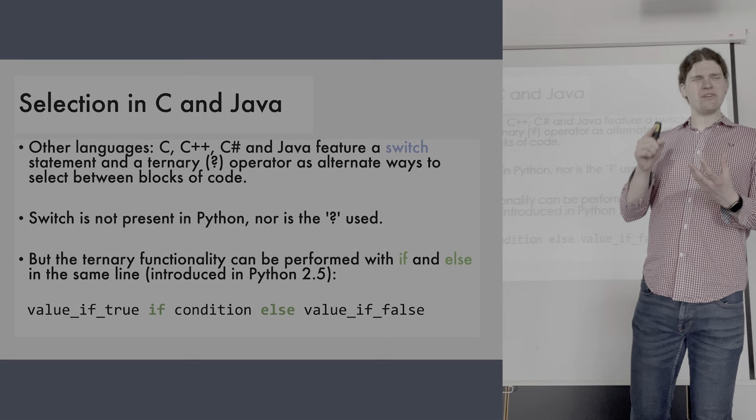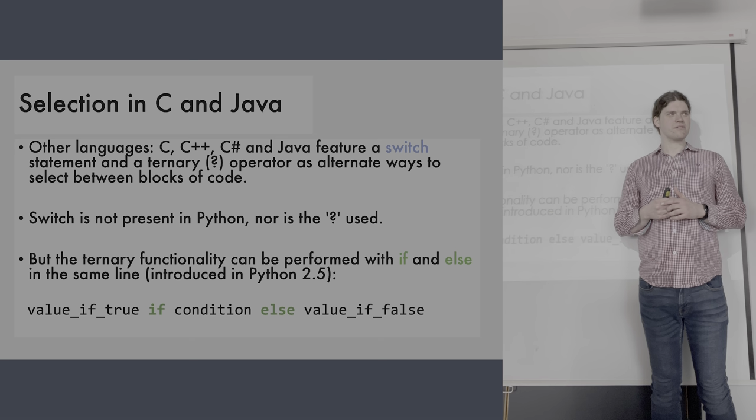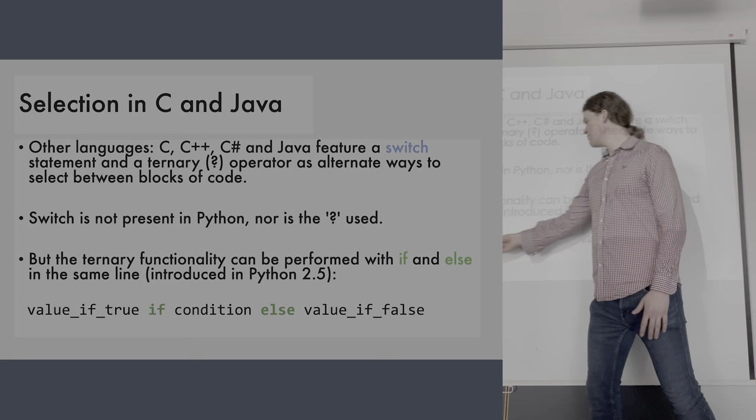We could reposition it to be able to get the functionality of the ternary operator, the question mark in other languages, but it does use the same keywords, if and else, as the if and else ladders that we could create. So we don't need to worry about elif in this case because there's only going to be two options to it. Okay, so different ways of using it, but centrally in Python we have to use if and else and elif to be able to perform selection.